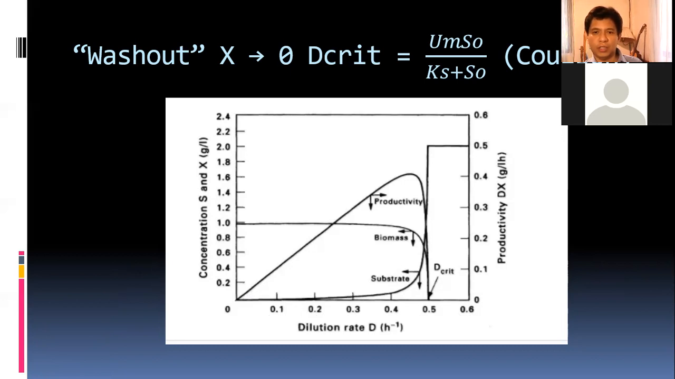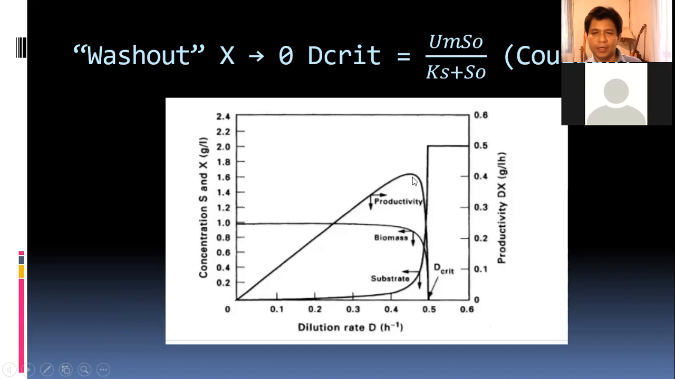So dilution rate is flow rate F divided by volume, no? So ang unit nun ay per hour. So parang concentration per hour, ganun yung productivity rate, di ba? So generally pag tinataasan niyo yung dilution rate, nag-i-increase din yung productivity until such a point, no?